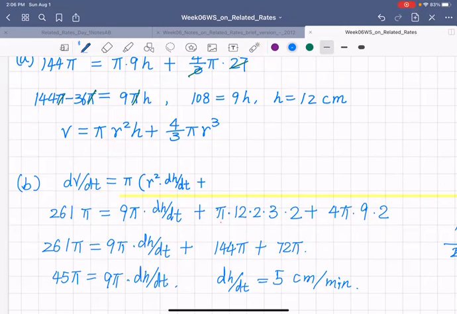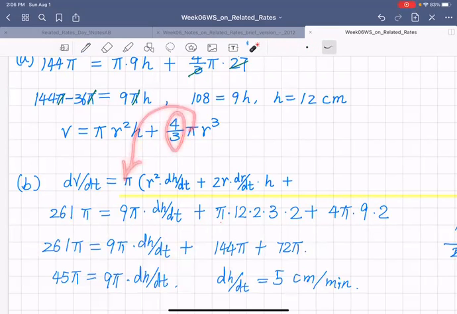Right. And then it'll be 2r. Yes, 2r. And then we have to do the dr over dt, times h. There you go. Very good.